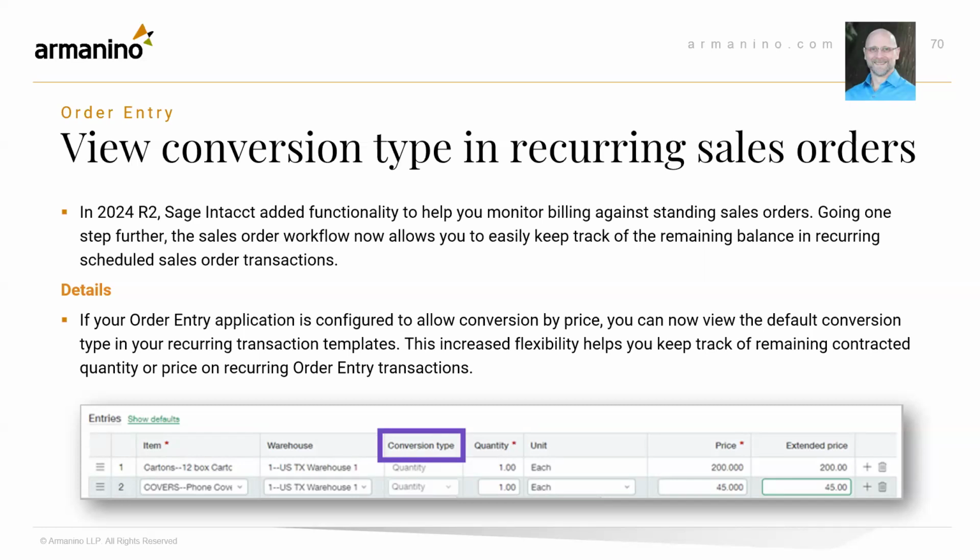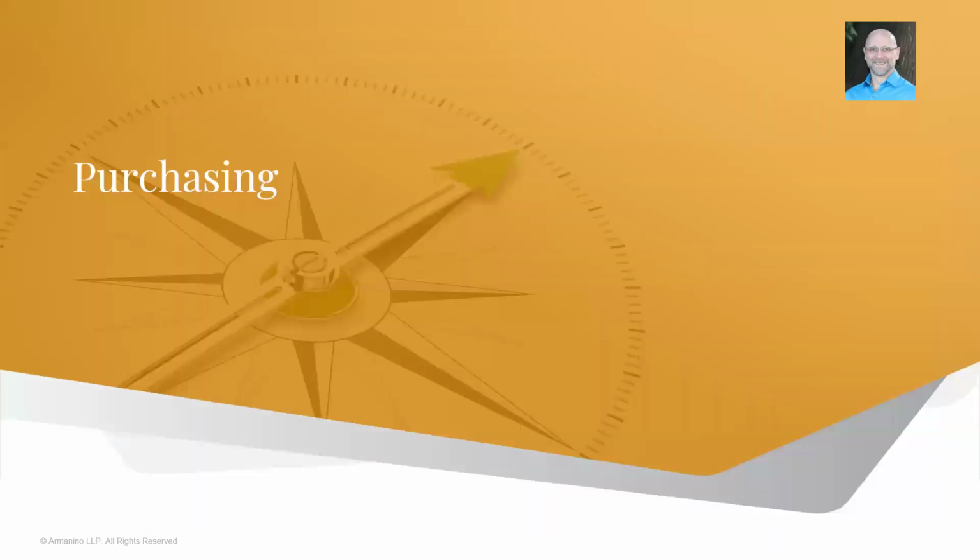So if your order entry application is configured to allow conversion by price, you can now view the default conversion type in your recurring transaction templates. This increased flexibility helps you keep track of remaining contracted quantity or price on recurring order entry transactions. And you can see there it's talking about the conversion type.